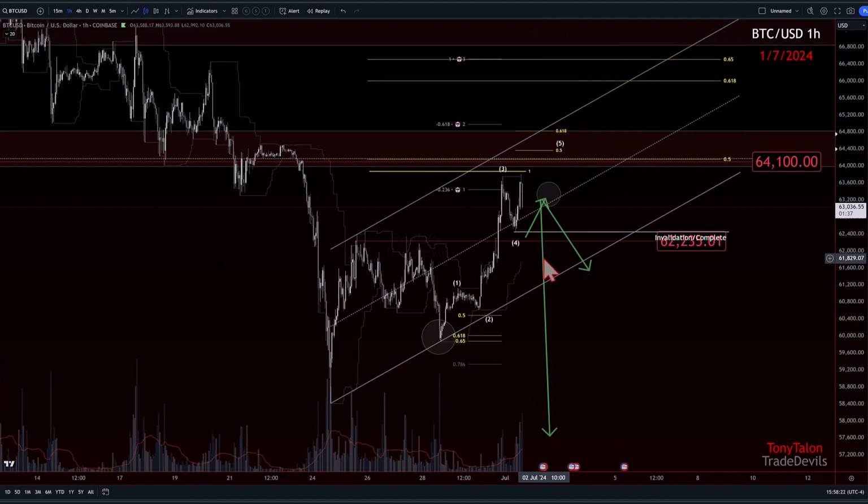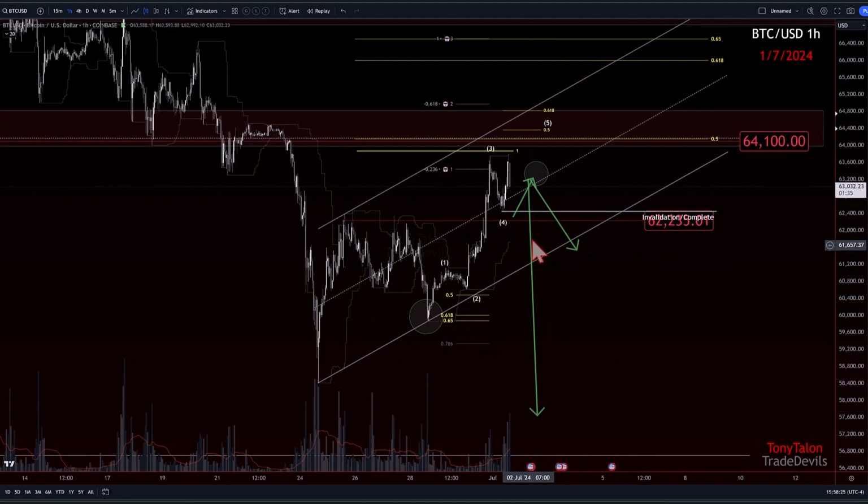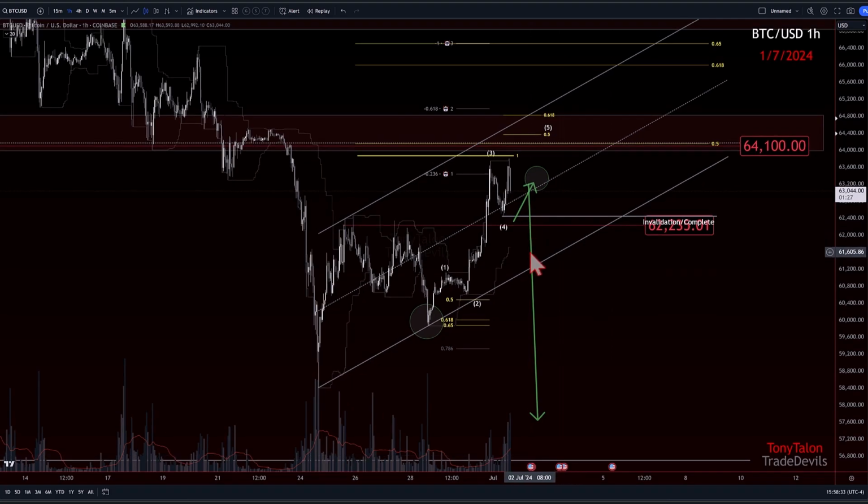Alarms are set all over this place for me to keep track of what's going on. That's what I'm looking to play here in the next couple hours if it does produce this. A break of this and a corrective structure back in to the internal range here, I'm going to be looking for a short. That's it for the update on BTC. I just wanted to keep this nice and quick and concise.